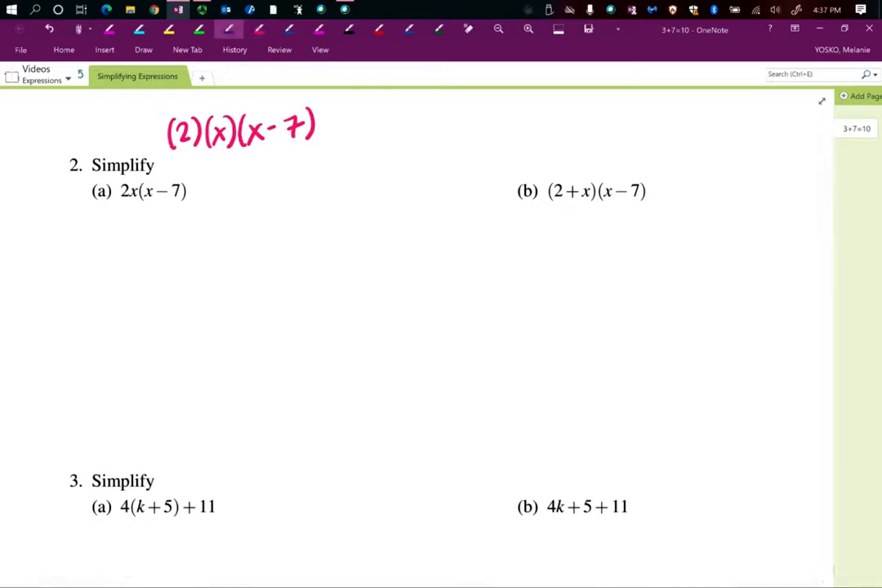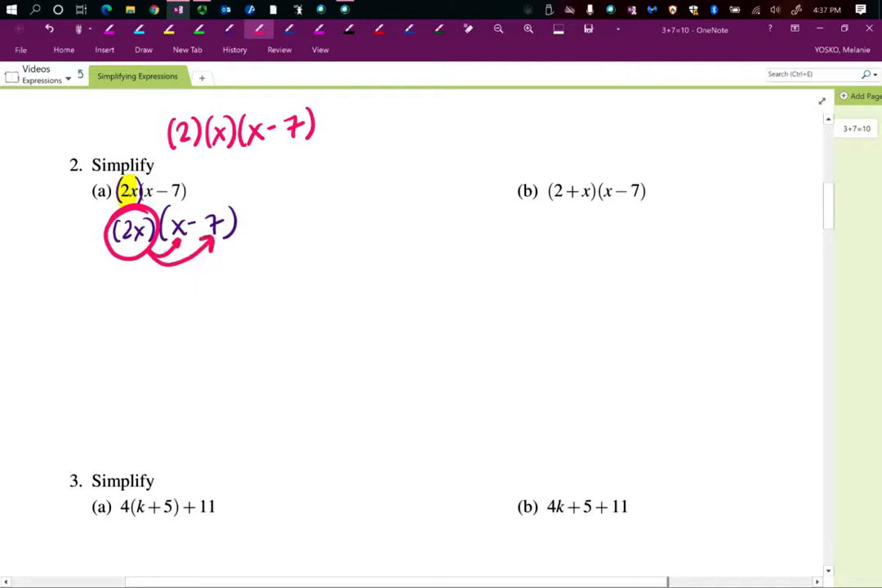But the easiest thing to do is to keep these guys together. Keep the 2 and the x together. I like to put them sometimes in parentheses. So you're really doing 2x times x minus 7. So you take this whole thing, this 2x, and multiply by the term in the front and the term in the back. So you get 2x times x, and then plus 2x times negative 7, because the sign of 2x was a plus, and then we multiply by the negative 7.